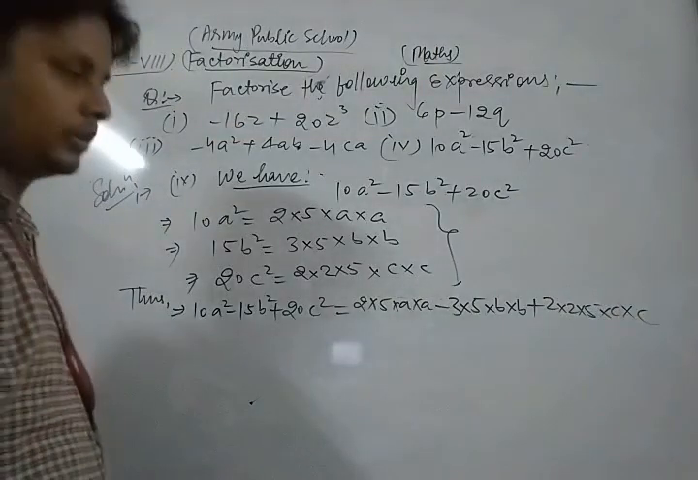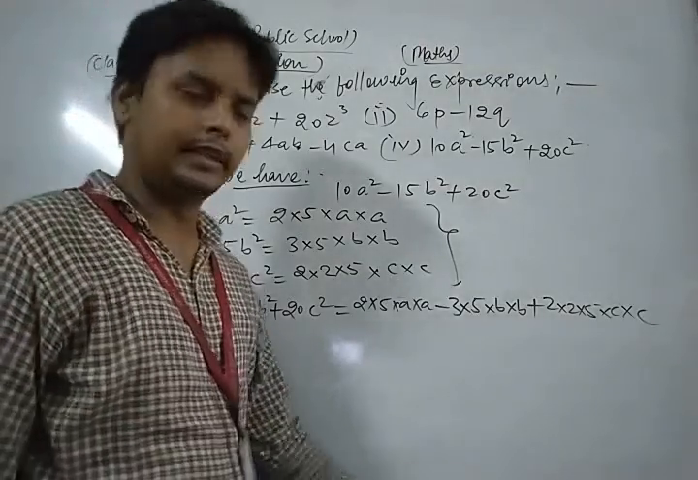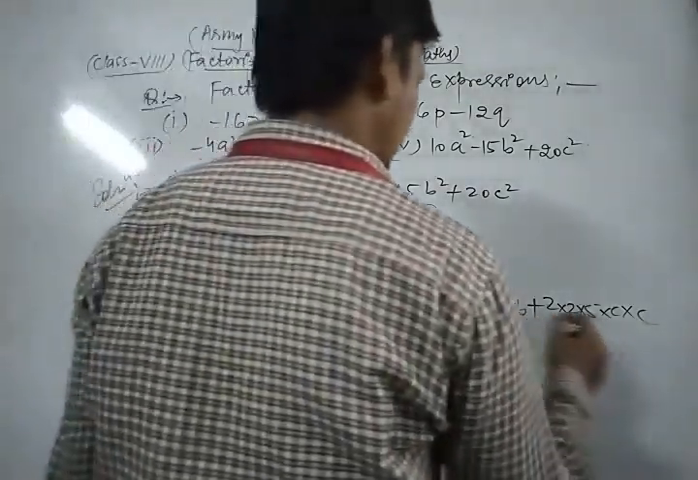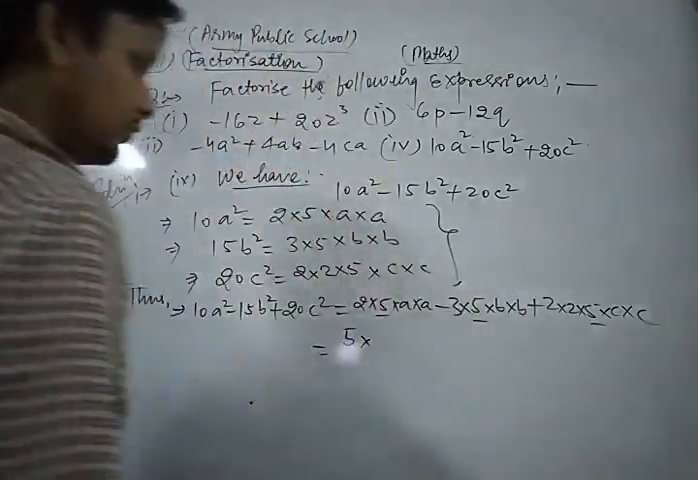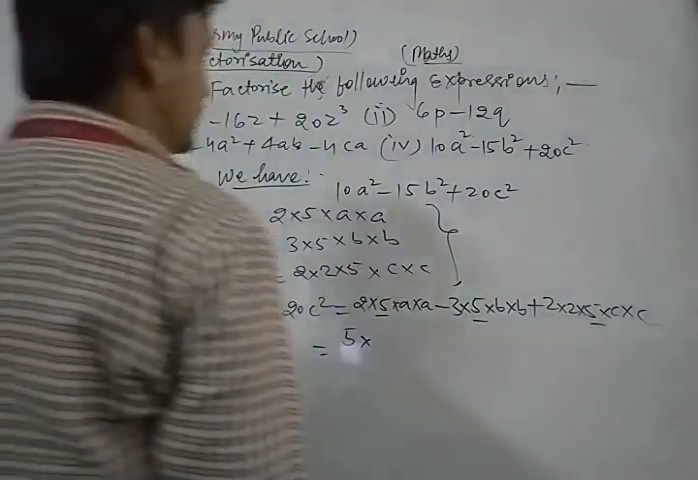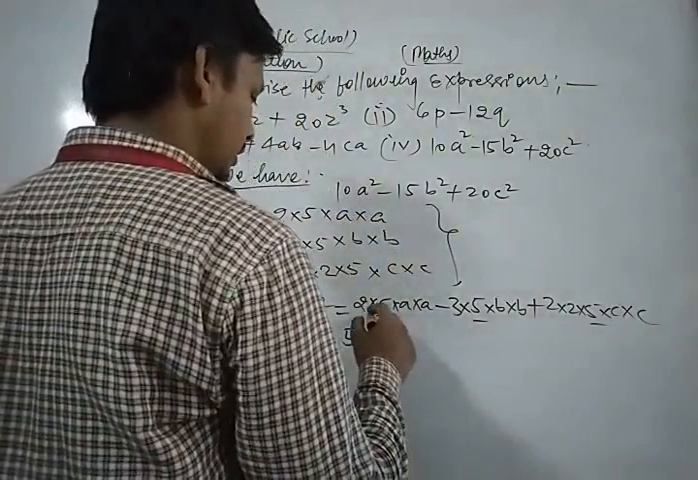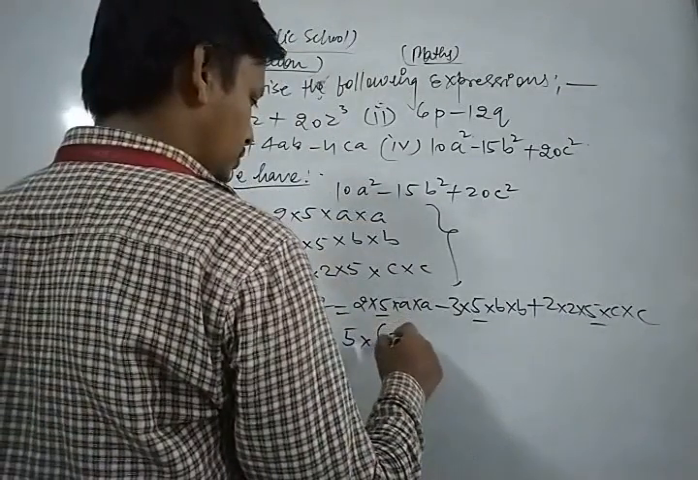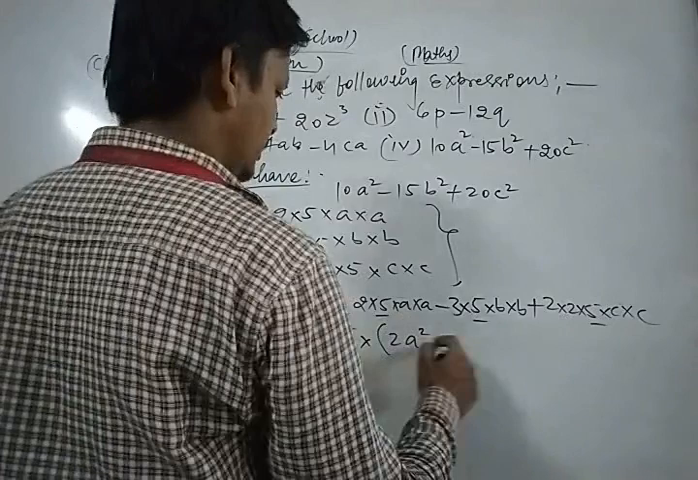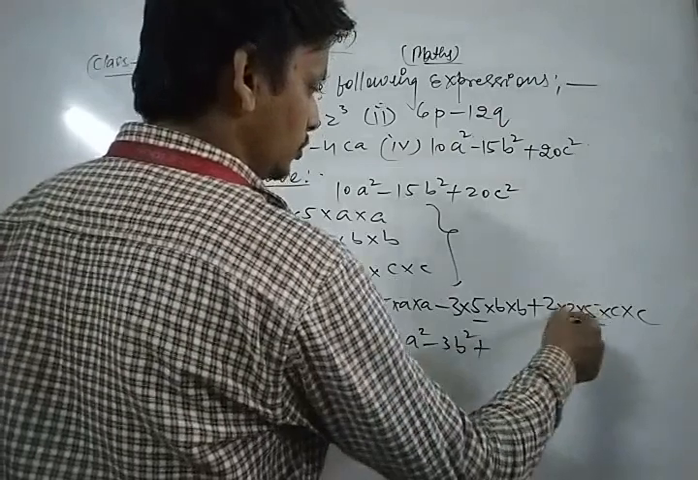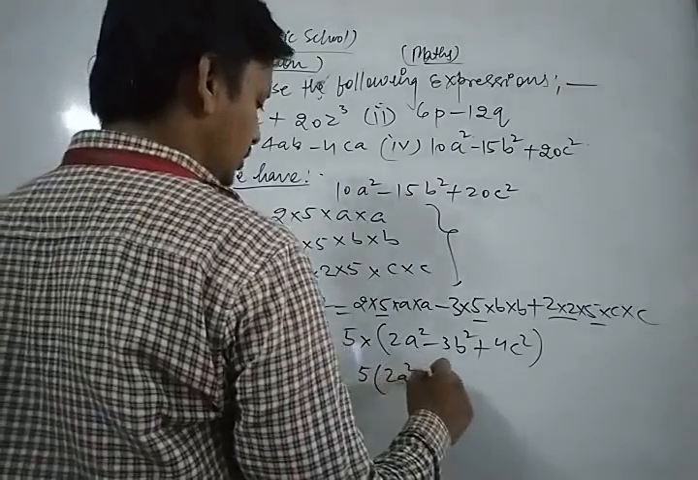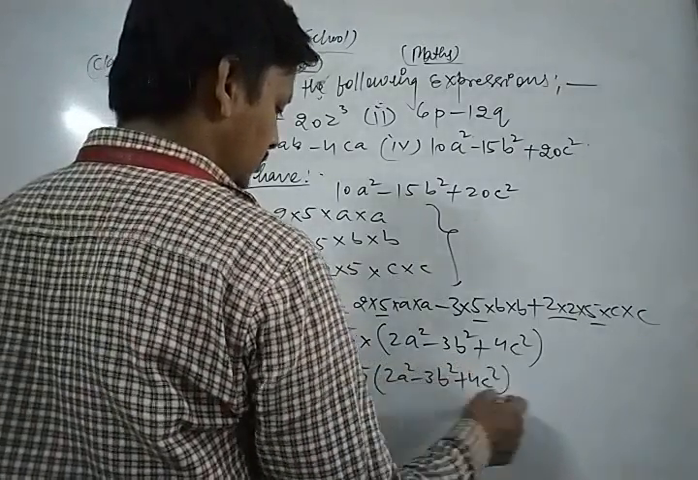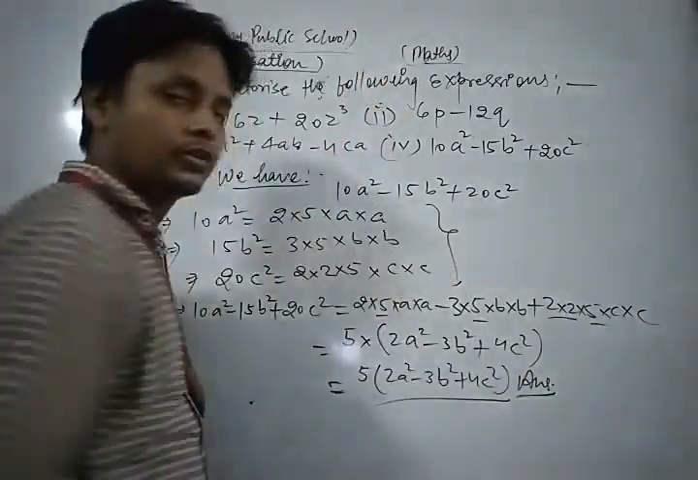Okay, now we take their common factor. Now look, 5 is taken as common, and no other number is common in the present expression. So in bracket we get 2 into a square minus 3 into b square, and plus 2 into 2 is 4 into c square, or we can write it as 5 into 2a square minus 3b square plus 4c square. This is the required solution of the given question.